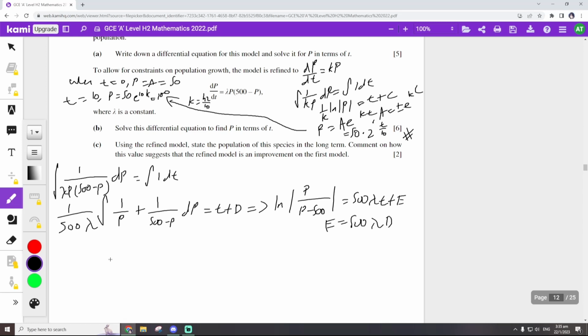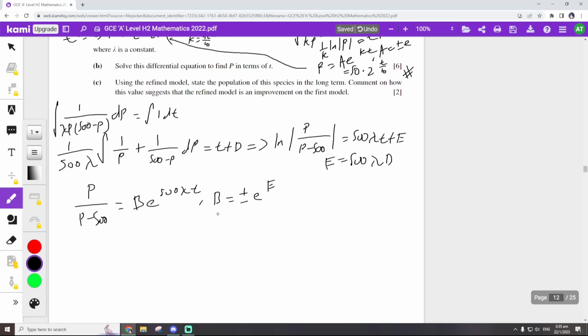Okay, and this means p over p minus 500 is, again, I can do b e to the power 500 lambda t. And in this case b is plus or minus e to the power of e.